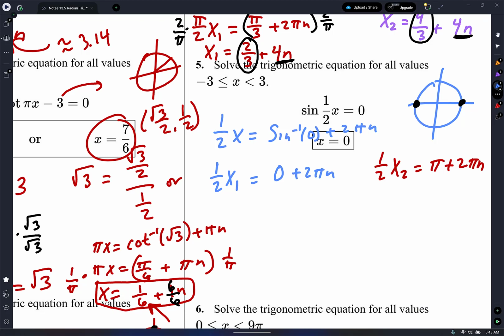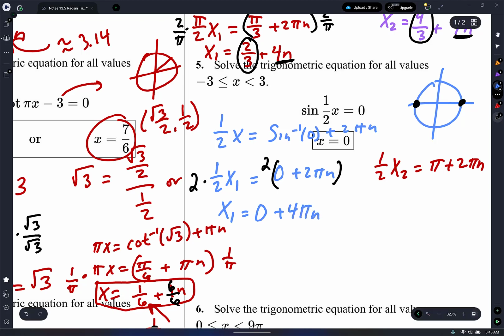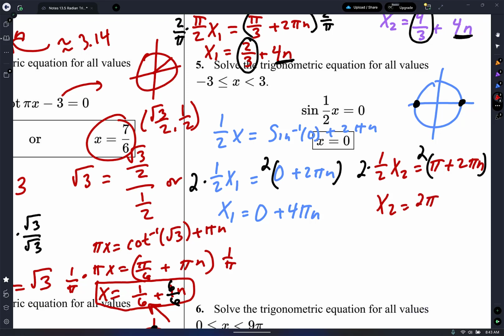Bless you. Oh, that was a cough, sorry. I'm going to go ahead and get rid of the half by multiplying by 2, because whatever you do to one side, you do to the other. So here we go. I'm going to have x1 equals 0 plus 4 pi n. And I'm going to go to the one in red. Multiply that by 2. Multiply this by 2. And we're going to have x2 equals 2 pi plus 4 pi n. Are we okay so far?